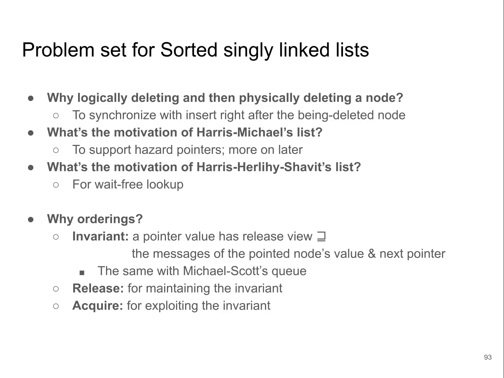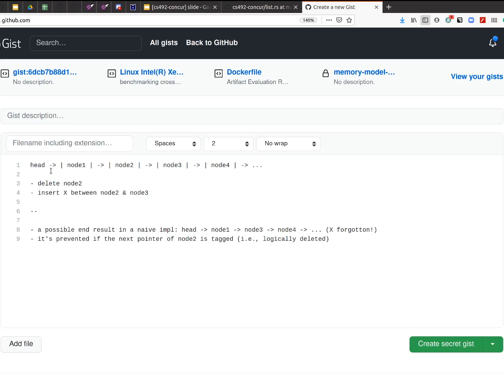So let me show you this figure here. Suppose that a head pointer is pointing to the first node, and this first node's next pointer is pointing to the second node, and on and on. So far so good. And suppose that we are concurrently deleting the second node here, and also concurrently inserting a new node, let's say node X, between node 2 and node 3.